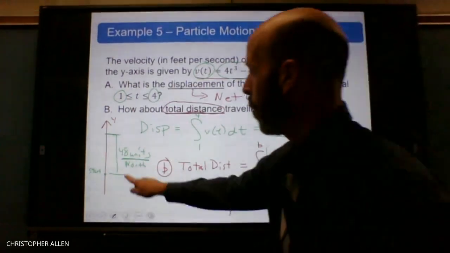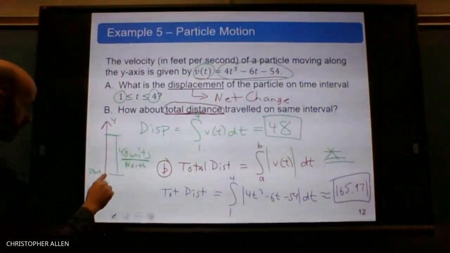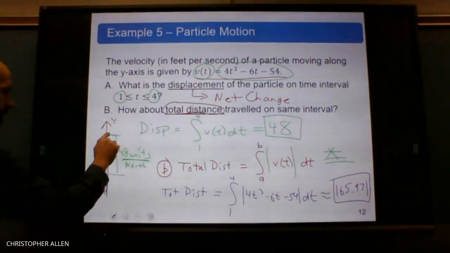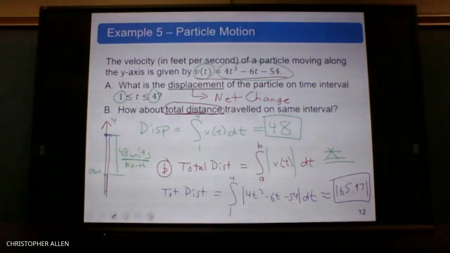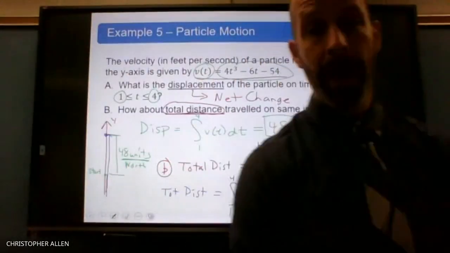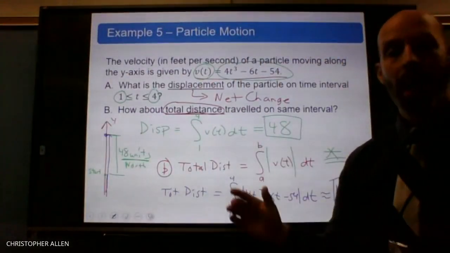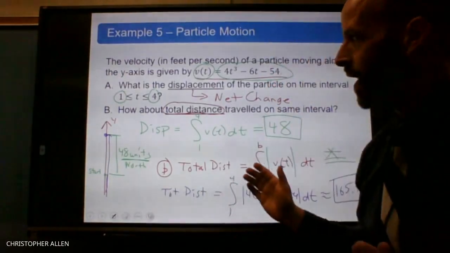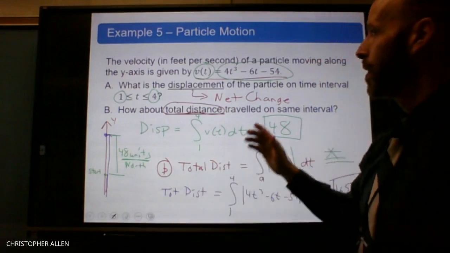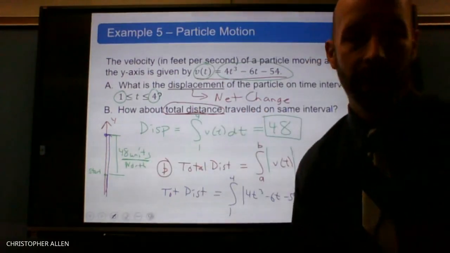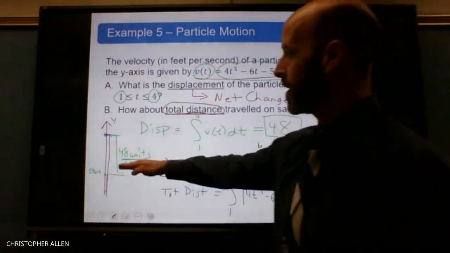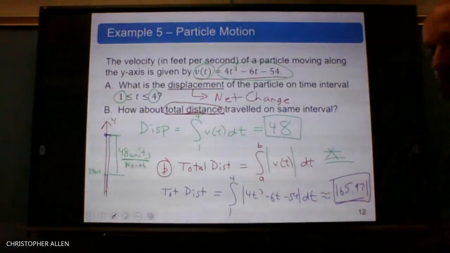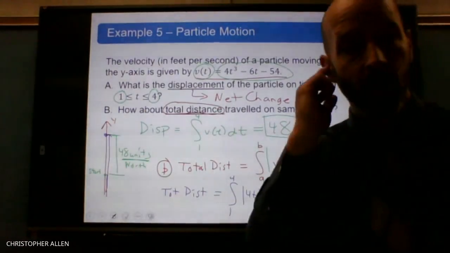So the particle went down, but then it turned around and it came back up. And then it finished off right there. And by the way, I should note, we have no idea where the particle started. If I said, where did the particle end, you would have to know where it started. The only thing we know is that it was displaced by 48 units north, and we know that its total distance is 165.971 units.